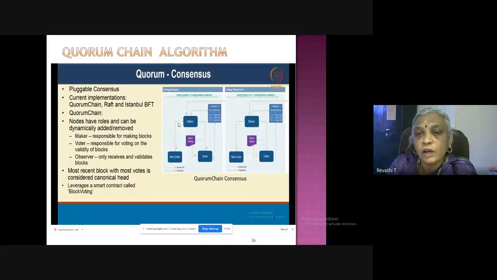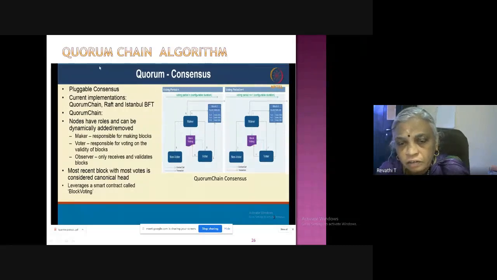Another one is the quorum chain algorithm. It's used in the network called Quorum, right? And it's used in one variant of Hyperledger also. Here it's a pluggable that you can add to anything, and it's used in quorum chain. And another one is Raft and Istanbul BFT, which are used combinedly.